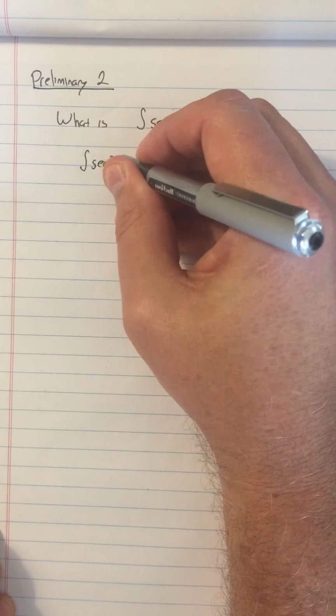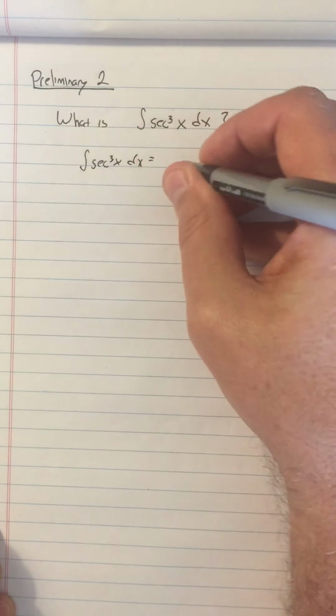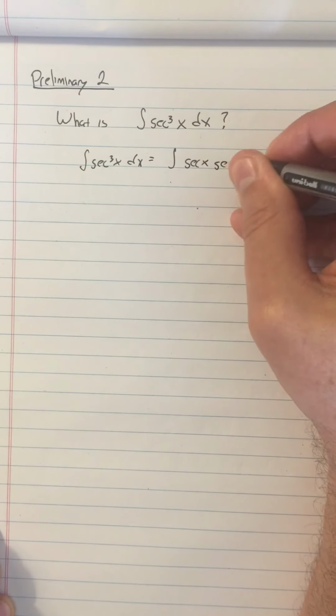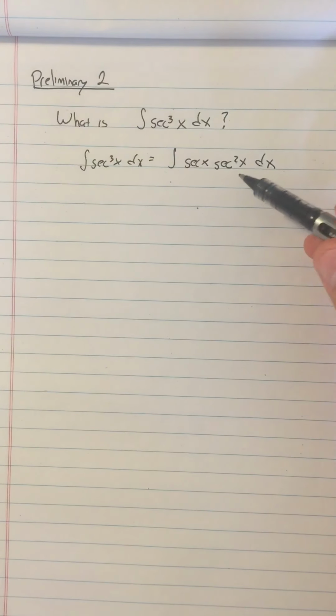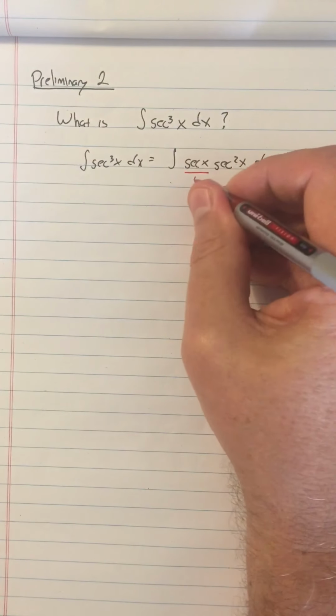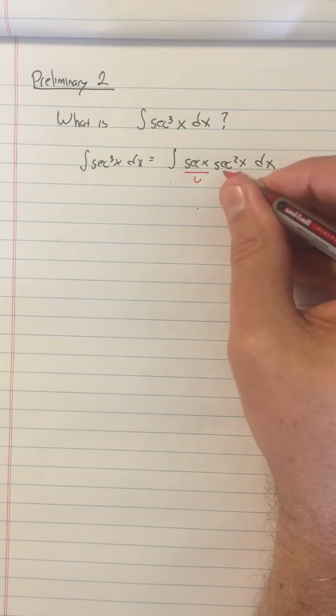So first of all, parts involves having a product, so we need to split this up into some kind of product. So we're going to say that the integral of secant cubed x dx is equal to the integral of secant x times secant squared x dx. What this does is, we know that the antiderivative of secant squared is tangent. We know that the derivative of secant is secant tangent. So maybe we can get those to work together somehow. That's in fact what we do. We call this one u and we call this one dv.